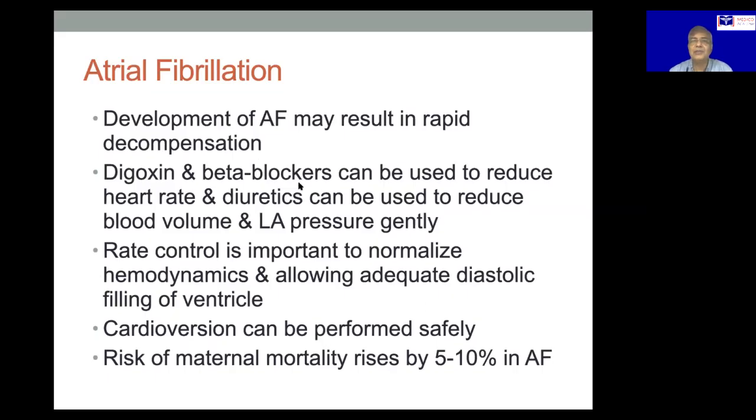Digoxin and beta blockers can be used to reduce heart rate, and diuretics can be used to reduce blood volume and LA pressures gently. It's very important to control the rate to normalize the hemodynamics and allow adequate diastolic filling of the ventricles. Cardioversion can also be performed in case of an acute atrial fibrillation. Despite this, the maternal mortality rises by 5 to 10% in atrial fibrillation.